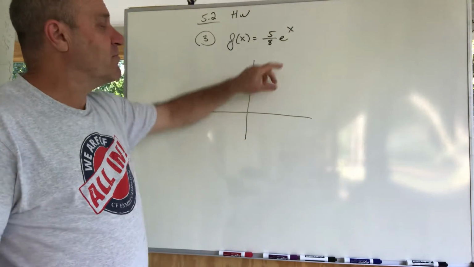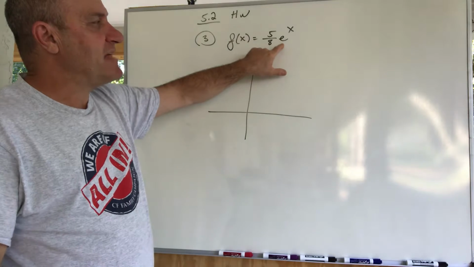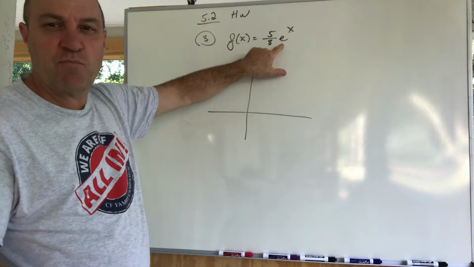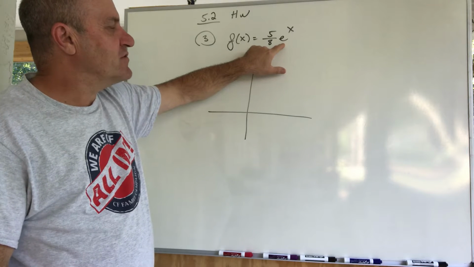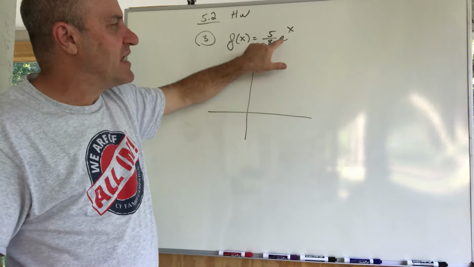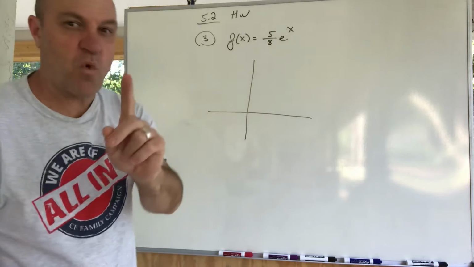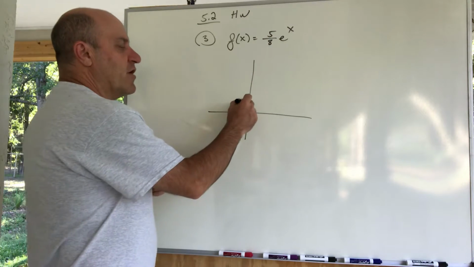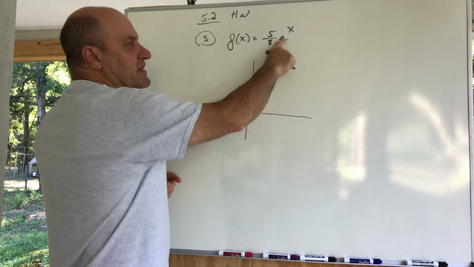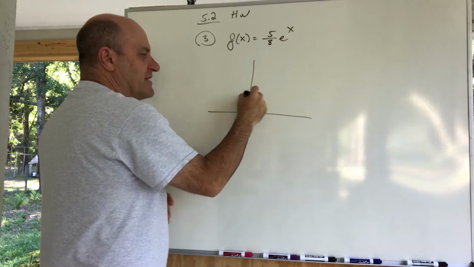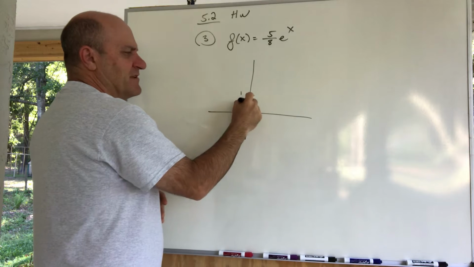You could plot some points, but you know that base is bigger than 1. That's e, 2.7 something. So this is growth. If you plug in a 0, you get e to the 0, which is 1. Plugging in a 0 usually gives the y-intercept, so you get e to the 0, which is 1, times 5/8. So the y-intercept is 5/8.